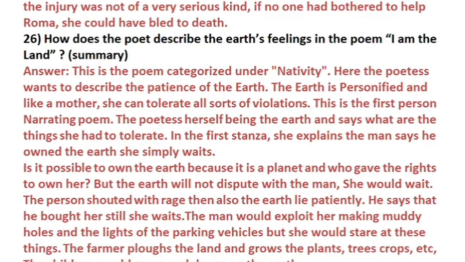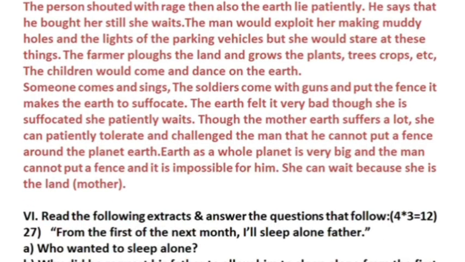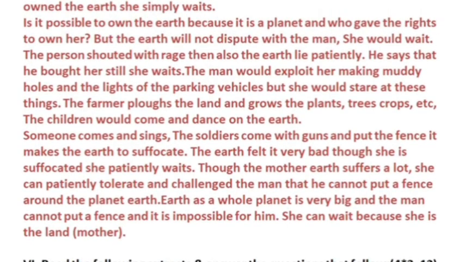Is it possible to own the earth? It is a planet, and who gave the rights to the owner? But the earth will not dispute with the man. She would wait. The person shouted with rage, then also the earth lay patiently. He says that he bought her, still she waits. The man would exploit her, making muddy holes and the lights of the parking vehicles, but she would stare at these things. The farmer plows the land and grows the plants, trees, crops, etc.